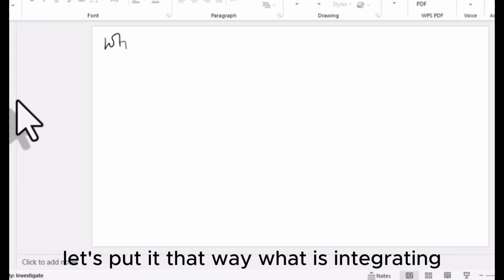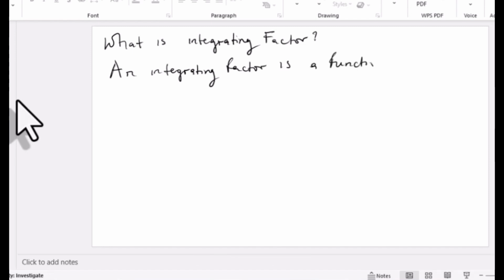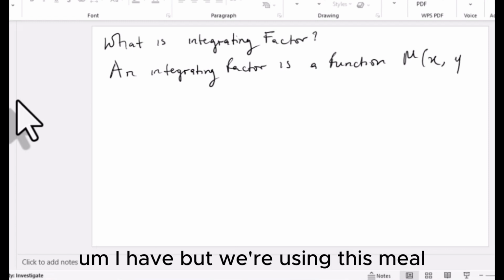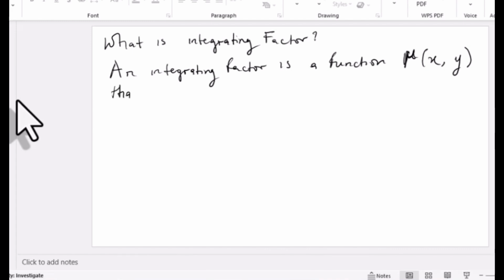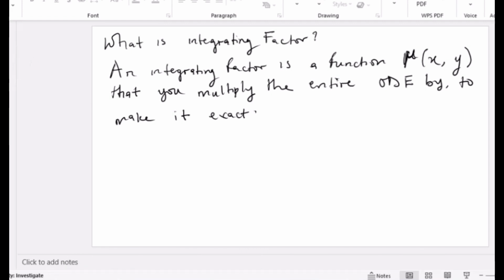What is the integrating factor? The integrating factor is a function, sometimes some textbooks use IF, but we're using this mu as a function of x and y, that you multiply the entire ODE by to make it exact.